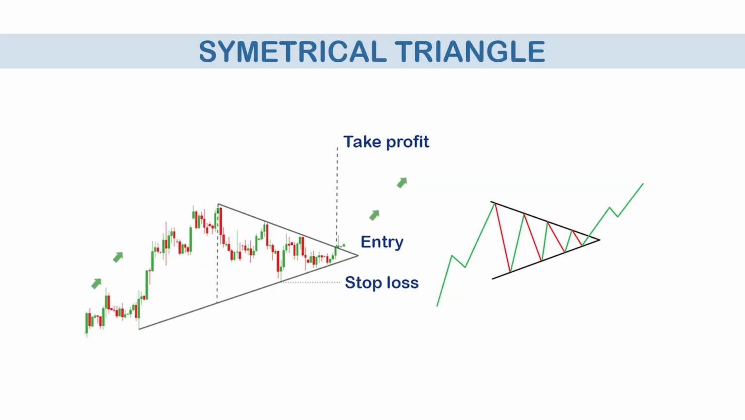Symmetrical triangle. The chart below shows the symmetrical triangle. The vertical distance between the upper and lower trend line can be measured and used to forecast the appropriate target once price has broken out of the symmetrical triangle.